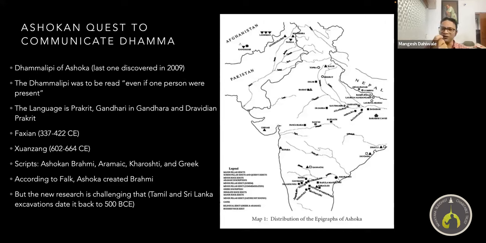And you see what a word Ashoka used, even if one person were present. And the language of the Ashokan inscriptions is Prakrit, Gandhara and Gandhara. And, of course, there is a Dravidian Prakrit. So a lot of information has come from Fashian, who visited the Indian subcontinent and Sri Lanka during that period, and Xuanzang. And Ashoka used four scripts to communicate his message and all these languages: Ashokan Brahmi, Aramaic, Kharosthi, and Greek.